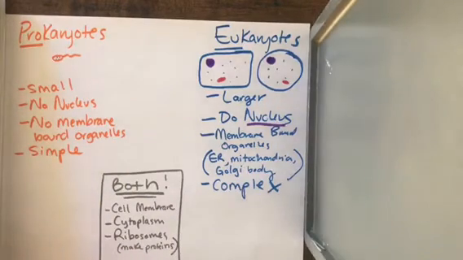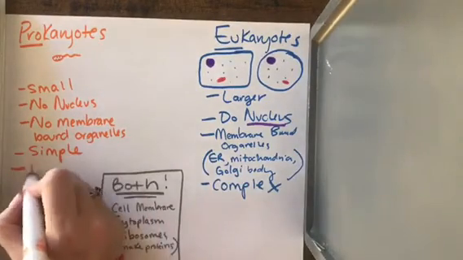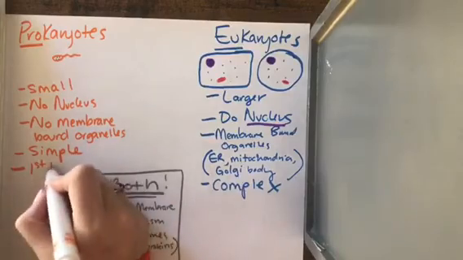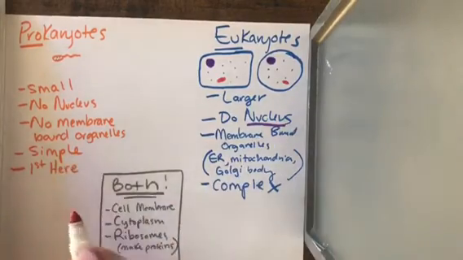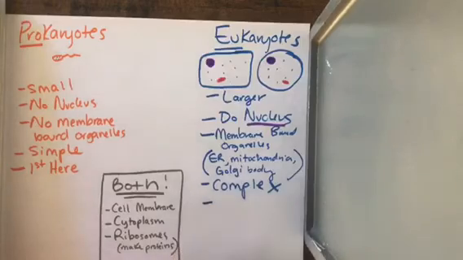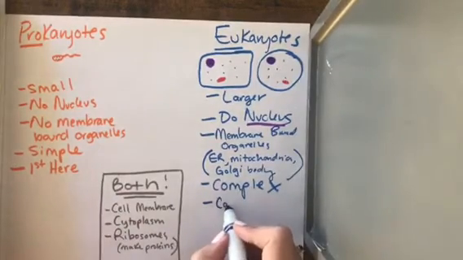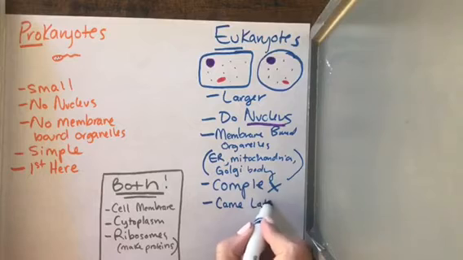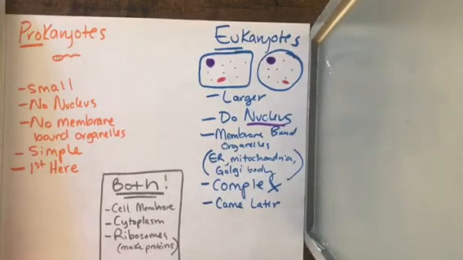And then the last thing, prokaryotic cells. Remember, they're small, they're simple, they don't have a nucleus. They were the first ones on Earth. So I'm going to just say the first here. And then eukaryotes, they actually came later. They were derived from the prokaryotes. So I'm just going to write they came later. And that basically sums up the difference between prokaryotic and eukaryotic cells.